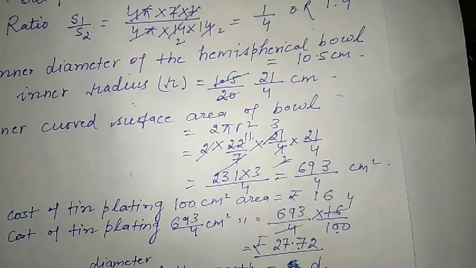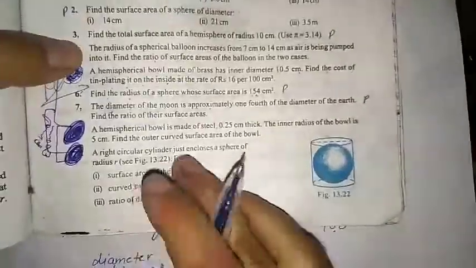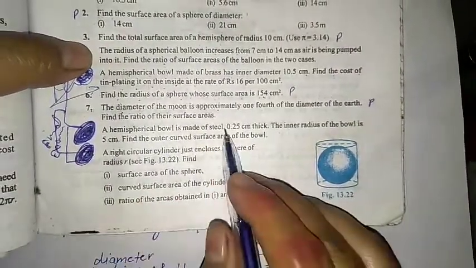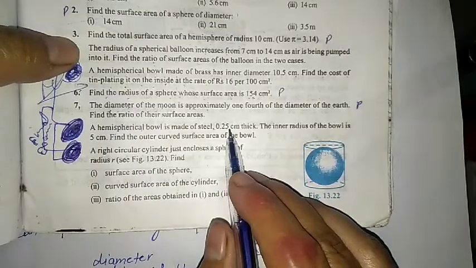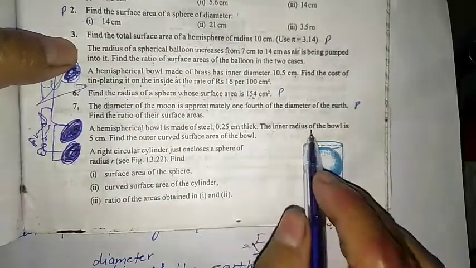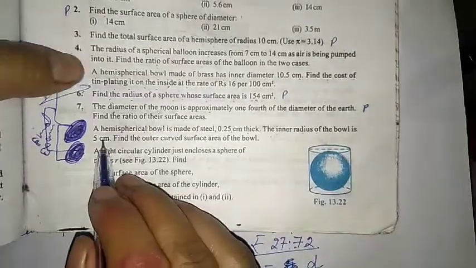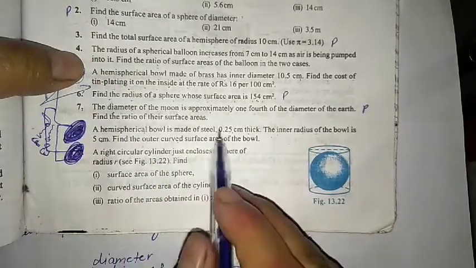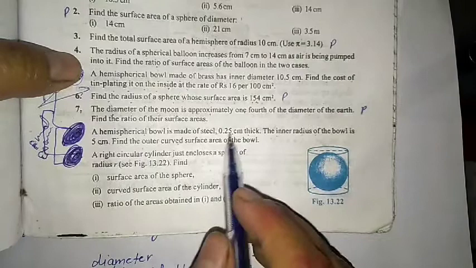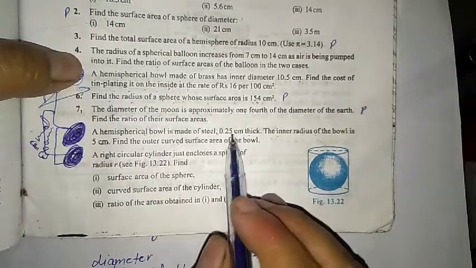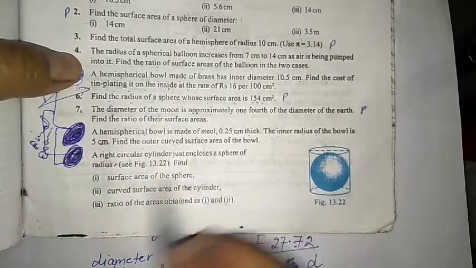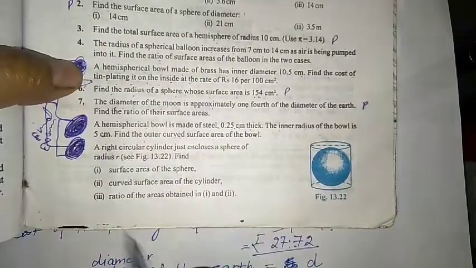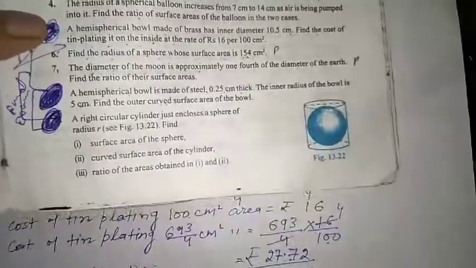Now we are having the next question, that is question number 8. Hemispherical ball is made up of steel 0.25 centimeter thick. The inner radius of the ball is given 5 centimeter. Find the outer radius. So we will add these two, 5 and 0.25, and we'll get the outer radius. By finding the outer radius, we'll get the surface area. Formula is same. Radius will be 5.25.